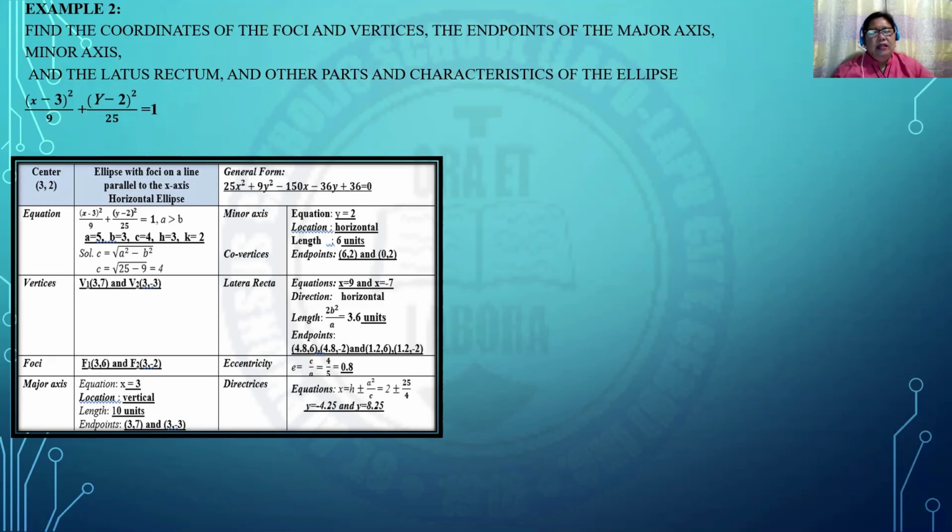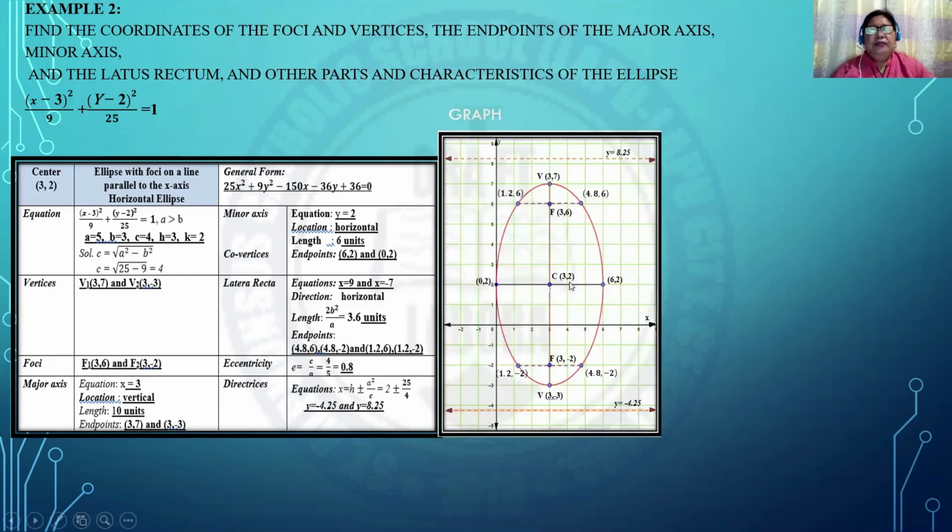For the latera recta equation, we have x equals 9 and x equals negative 7. The length is 3.6 units. The endpoints, we have (4.8, 6), (4.8, negative 2), (1.2, 6), (1.2, negative 2). Eccentricity is 0.8. Directrices, we have y is equal to negative 4.25 and y is equal to 8.25. And this is the graph.